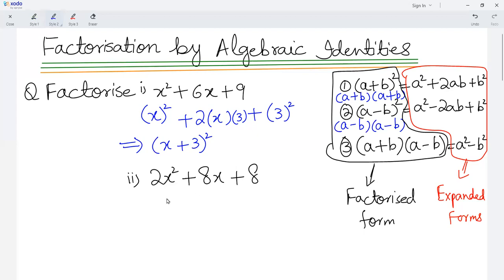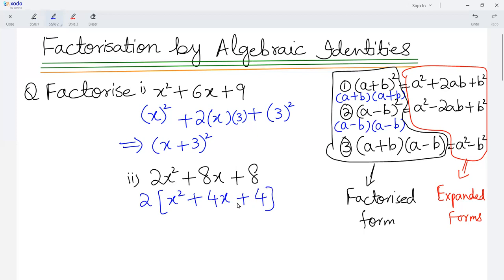So 2, 8 and 8, what's common? So 2 will be taken as common. Write a bracket, write an x squared, and then plus 2 how many times makes 8? It will be 2 times 4, again plus, and 2 times 4 is 8.